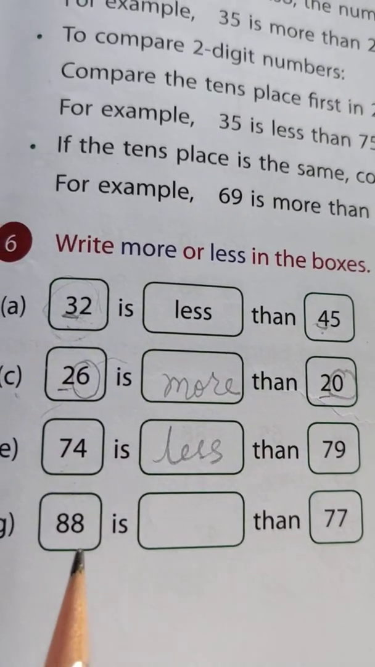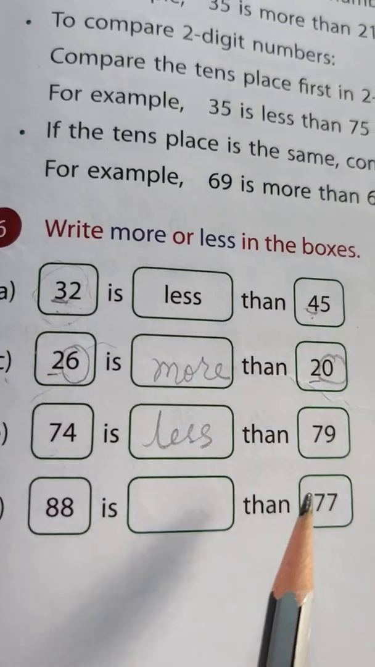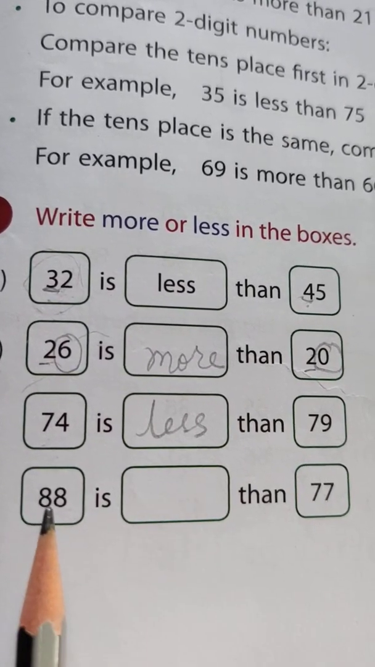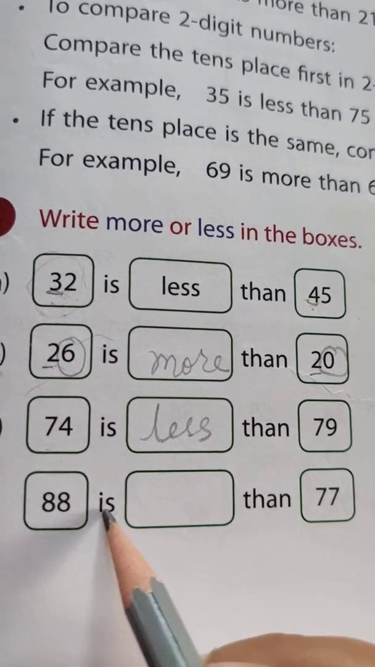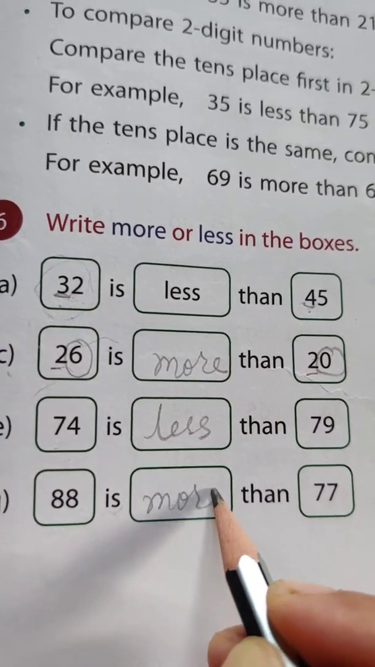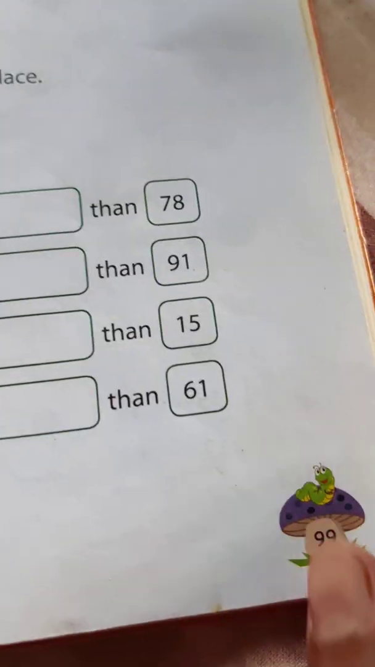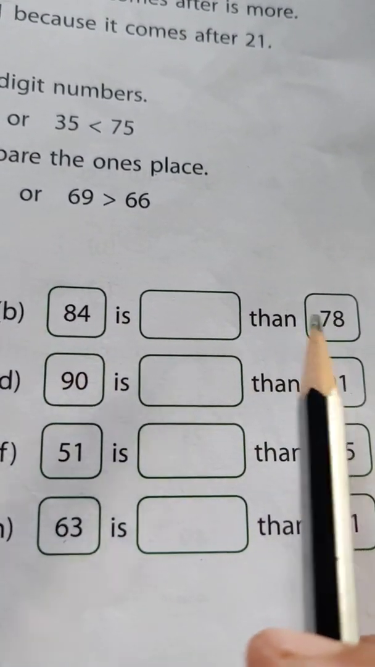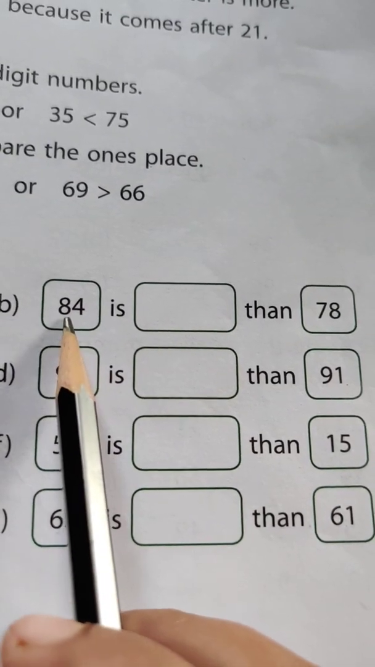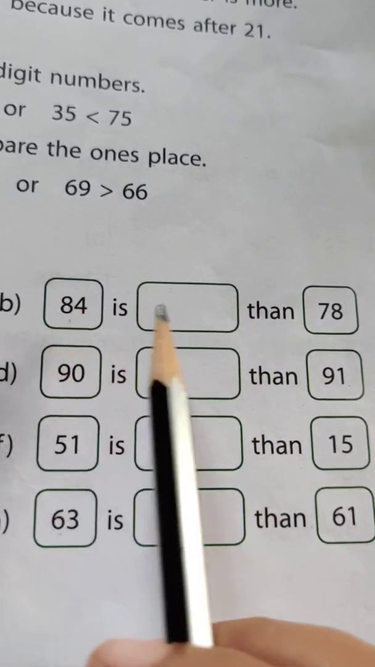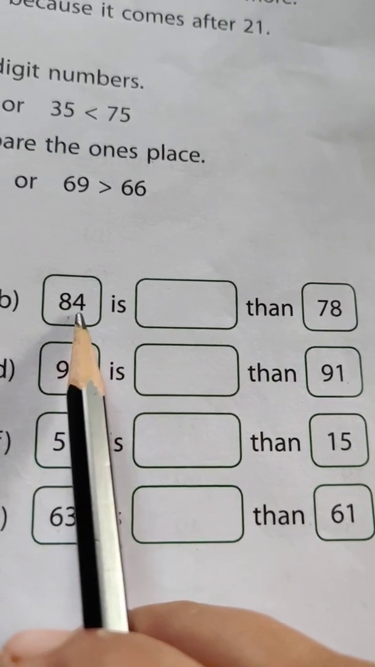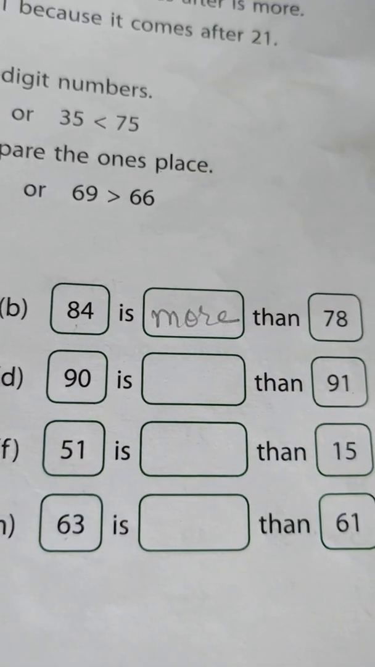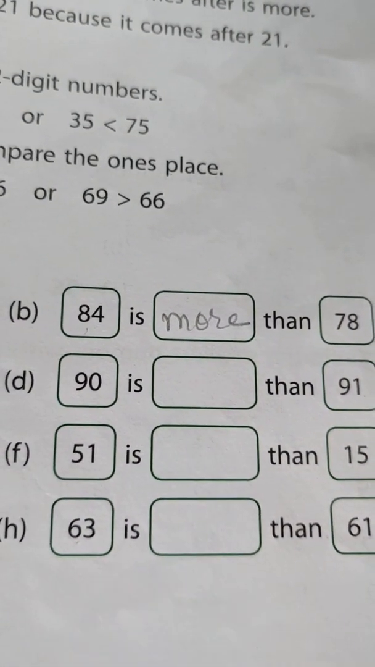Now 88 and 77. What will we do? The tens places are different. Which one is more, 8 or 7? 8 is more. So 88 is more than 77. Understood? Now 84 and 78. We compare the tens place, 8 and 7. Obviously 8 is more. So 84 is more than 78.